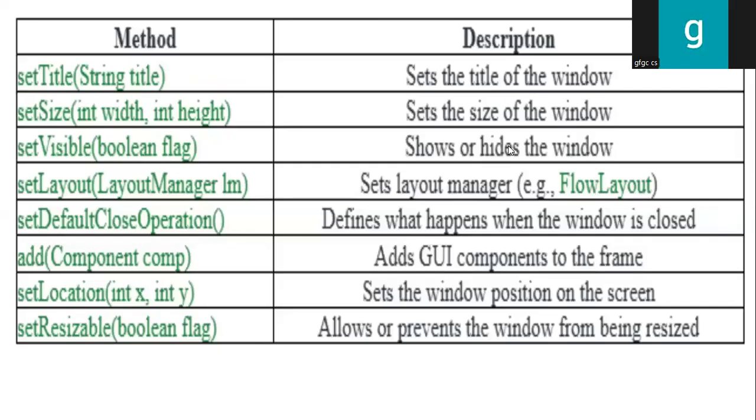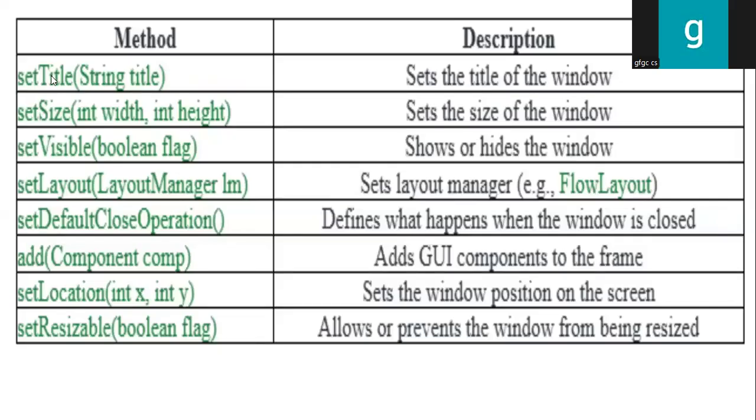When I click on this close button after executing, when the output appears, then the window disappears. If I don't write that particular function, then this window will not get closed. We have to manually exit this window. For that, we need to add that particular method.